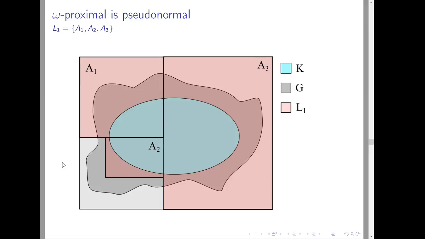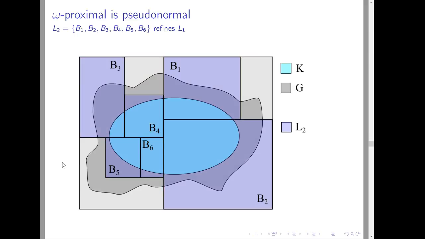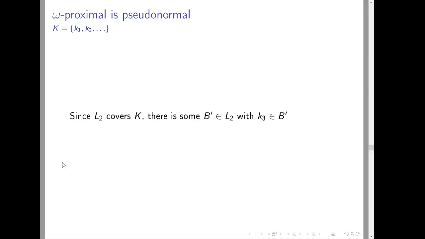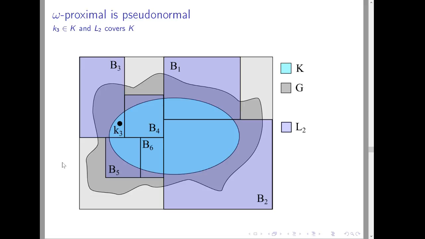So here's a picture. There's my level 1 cover, and maybe my level 2 cover looks something like this. So now it has 6 things in it, and it's a refinement of the level 1 cover. We're going to do the same thing. We need to choose a distinguished representative for each one of these elements of the level 2 cover. So that's what these things are, the K∩B2, K∩B5, and so on, elements of K. And this is a covering of K, so there's some element which contains K3, where K3 is the third element of my original closed set K, so maybe K3 is over there in B3.